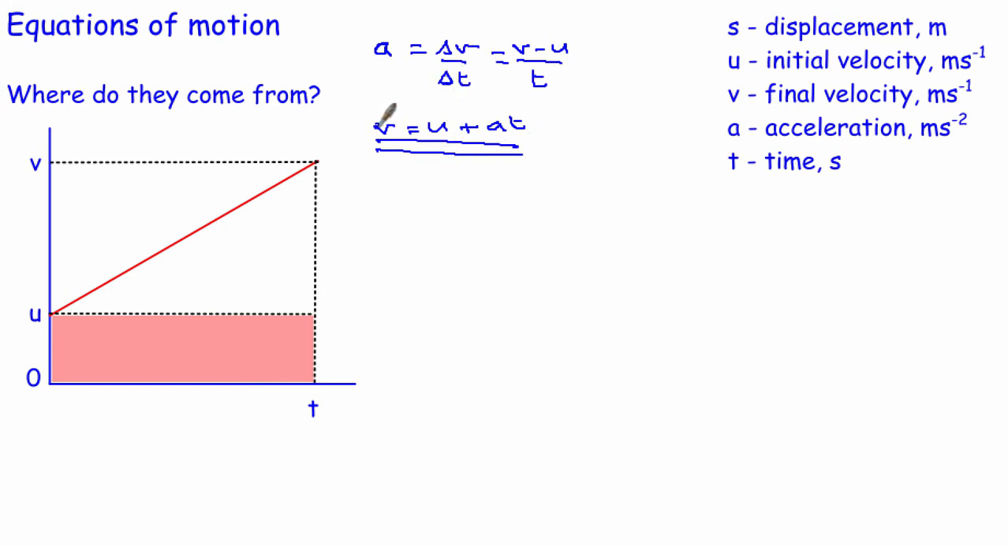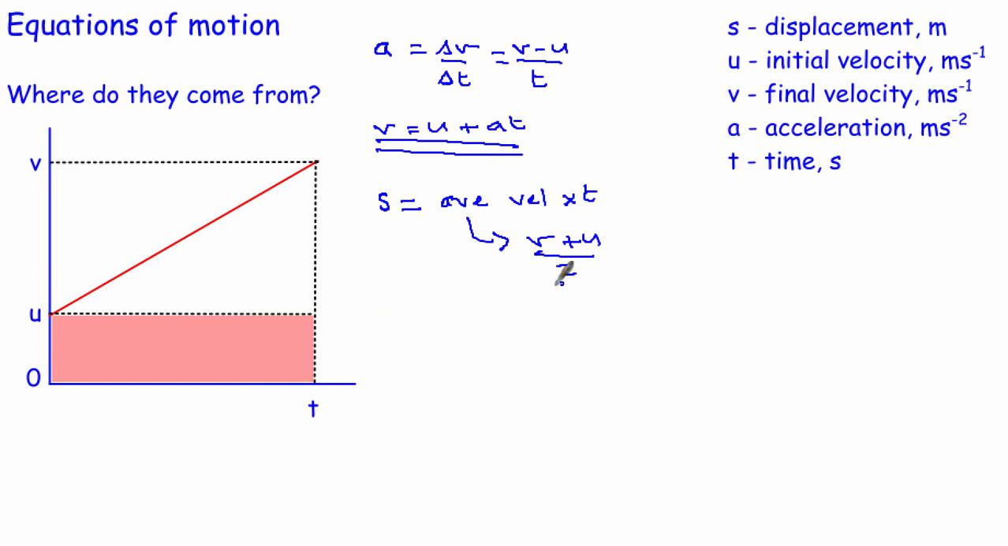Our second equation of motion involves displacement. If we want to know the displacement s, it will be equal to the average velocity multiplied by the time. The average velocity is v plus u, so it's that value plus that value, and then we divide it by 2. So it's v plus u over 2, and that gives us our mean velocity.